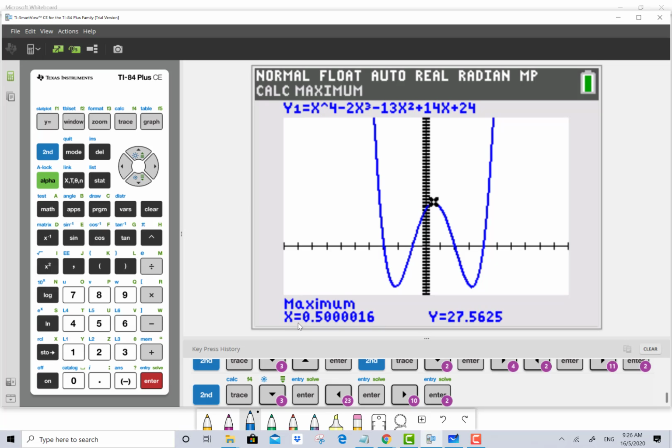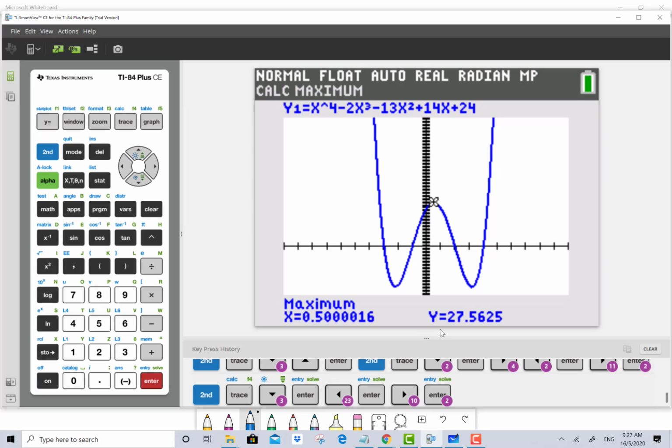So x would be approximately 0.50000016 and y would be 27.5625. Okay, so that's what we have done. What we have addressed so far, we have found the zeros, the max, the min, and we have computed specific values. Now the next thing that we want to do, if we store the function in y1, we can do so many different things with the functions.